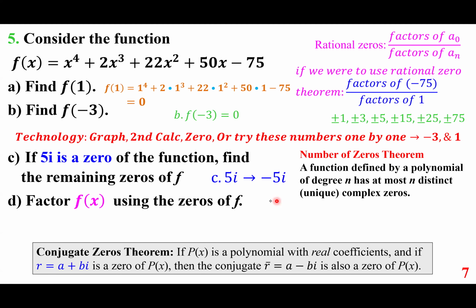Factor f of x using the zeros of f. Well, this means x minus 1. This means x plus 3. This means x minus 5i. This means x plus 5i. We write them all together.